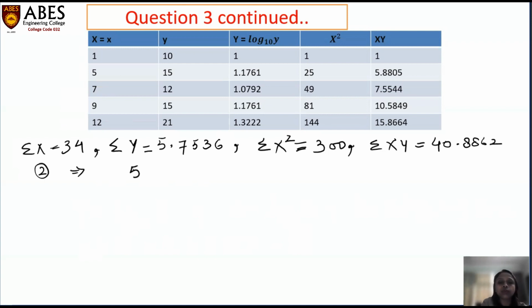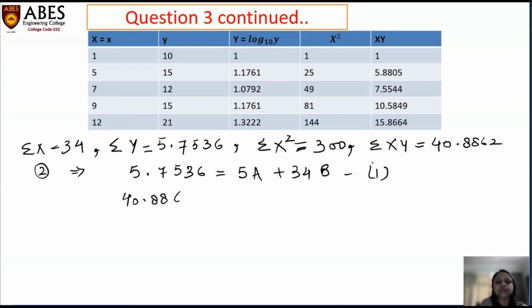So by equation number 2, I will get this equation. And the total number of observations is 5, so n will take the value 5. 5a plus 34b. Then summation xy, that is 40.8862, will take the value a summation x, that is 34a, plus 300b. This is my second equation.